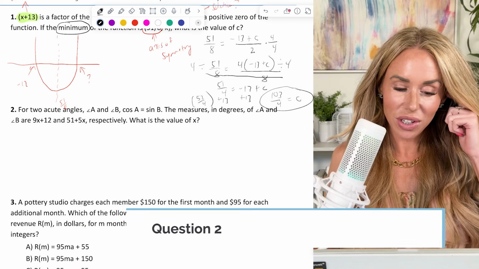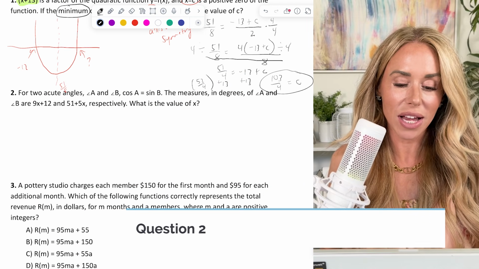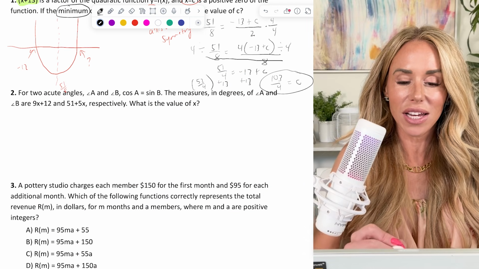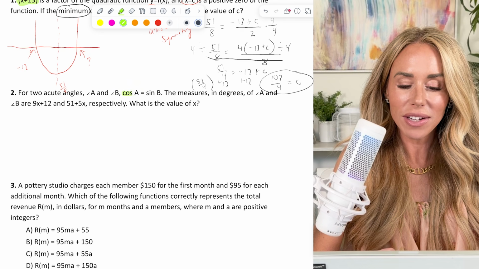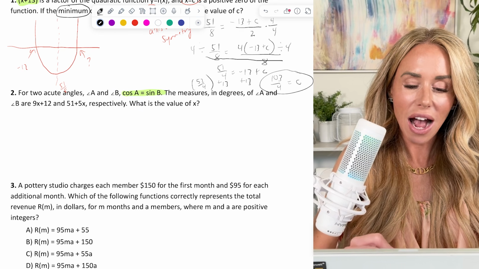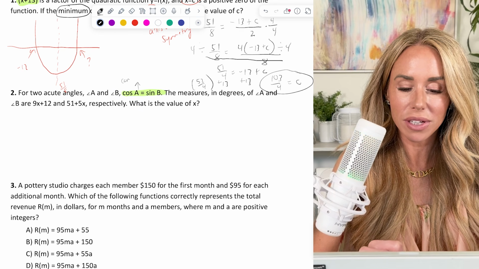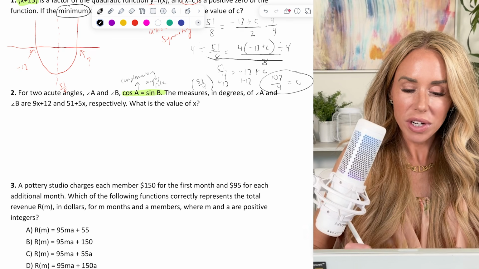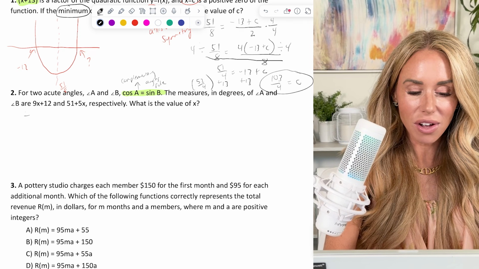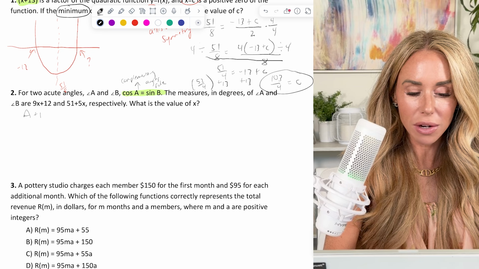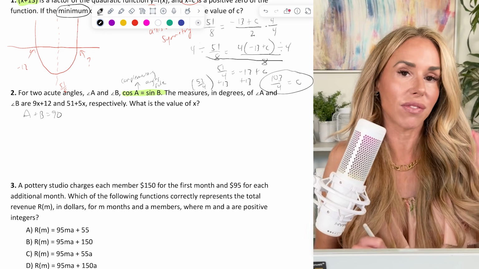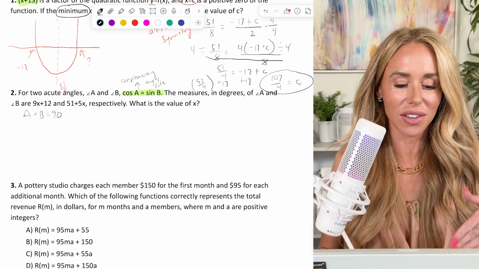All right, number 2, we have for two acute angles, angles A and B, cosine of A equals sine of B. Okay, when I see this on the SAT, I know they're testing me on the complementary angles rule, which basically states that angle A plus angle B will equal 90 degrees if the cosine of one of them equals the sine of the other one.